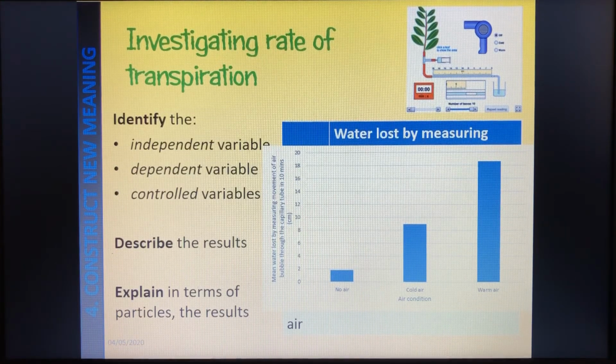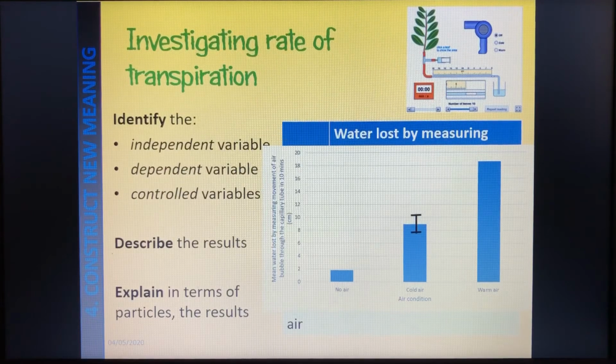We talked about error bars briefly. I'm going to pause this and add an error bar to show you exactly what they look like.